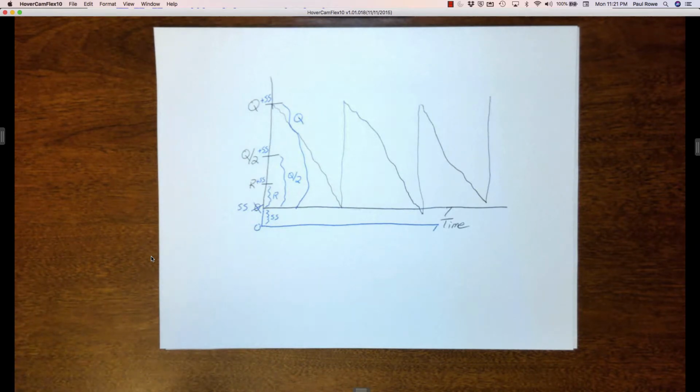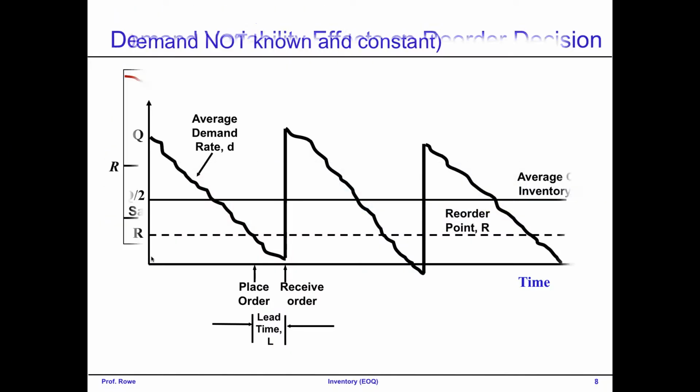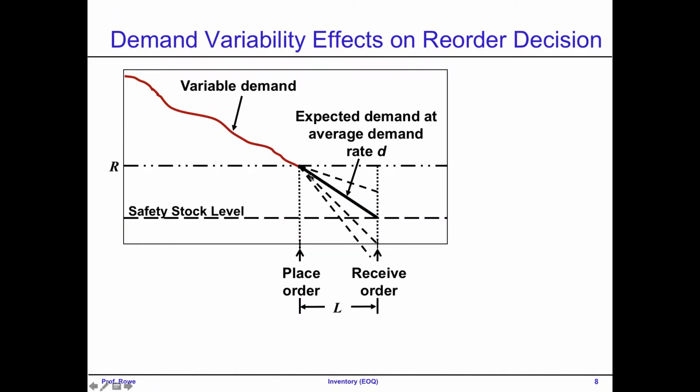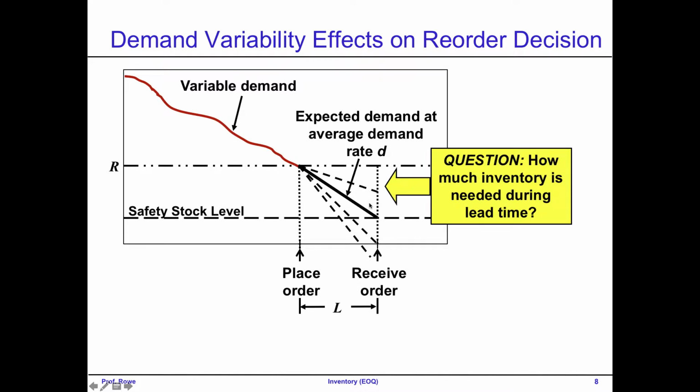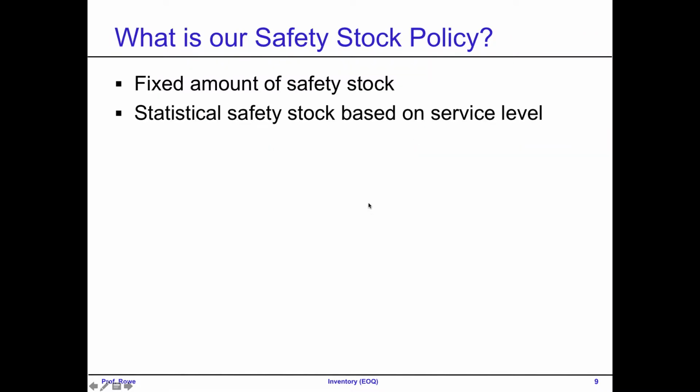Why is that important? Again, this is looking at introducing safety stock. What's the demand during the lead time? So I place the order. When do I receive it? So again, safety stock is a fixed amount, and we can calculate safety stock based on statistics. Again, we're going to assume a normal distribution for this course when calculating safety stocks.